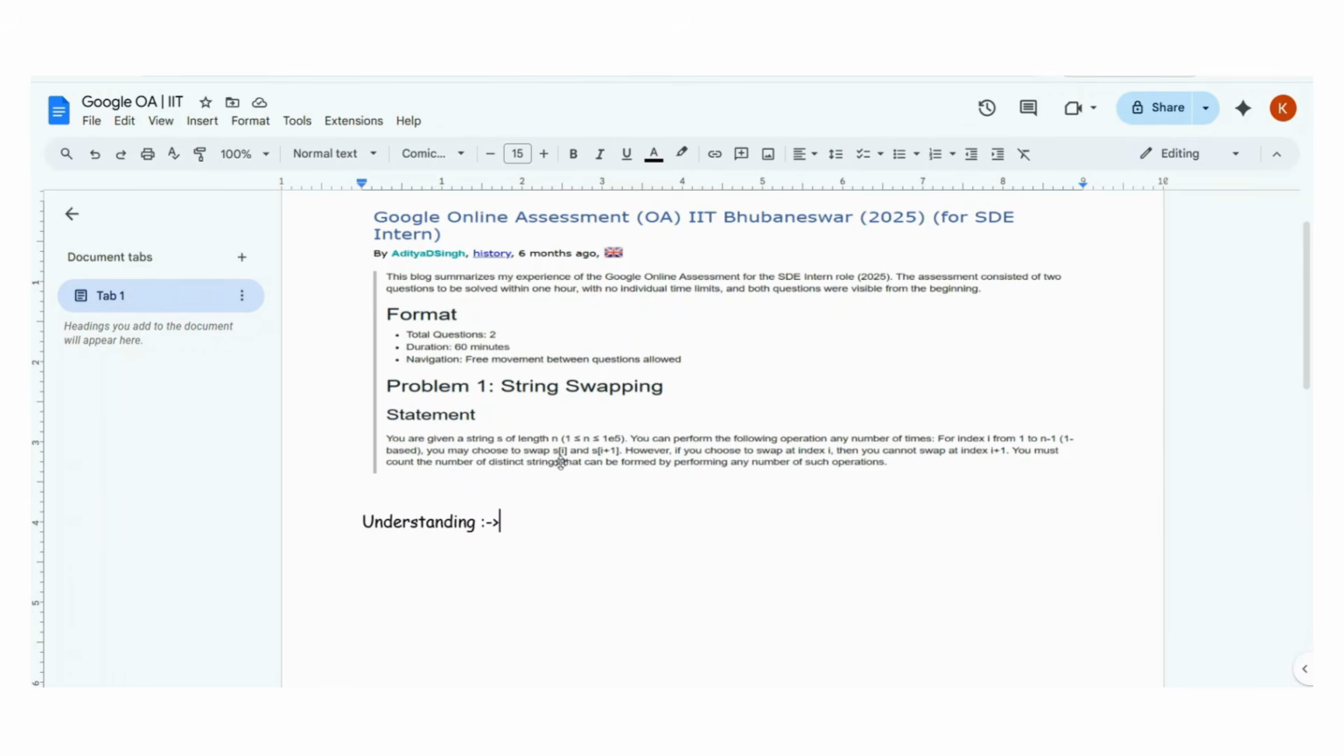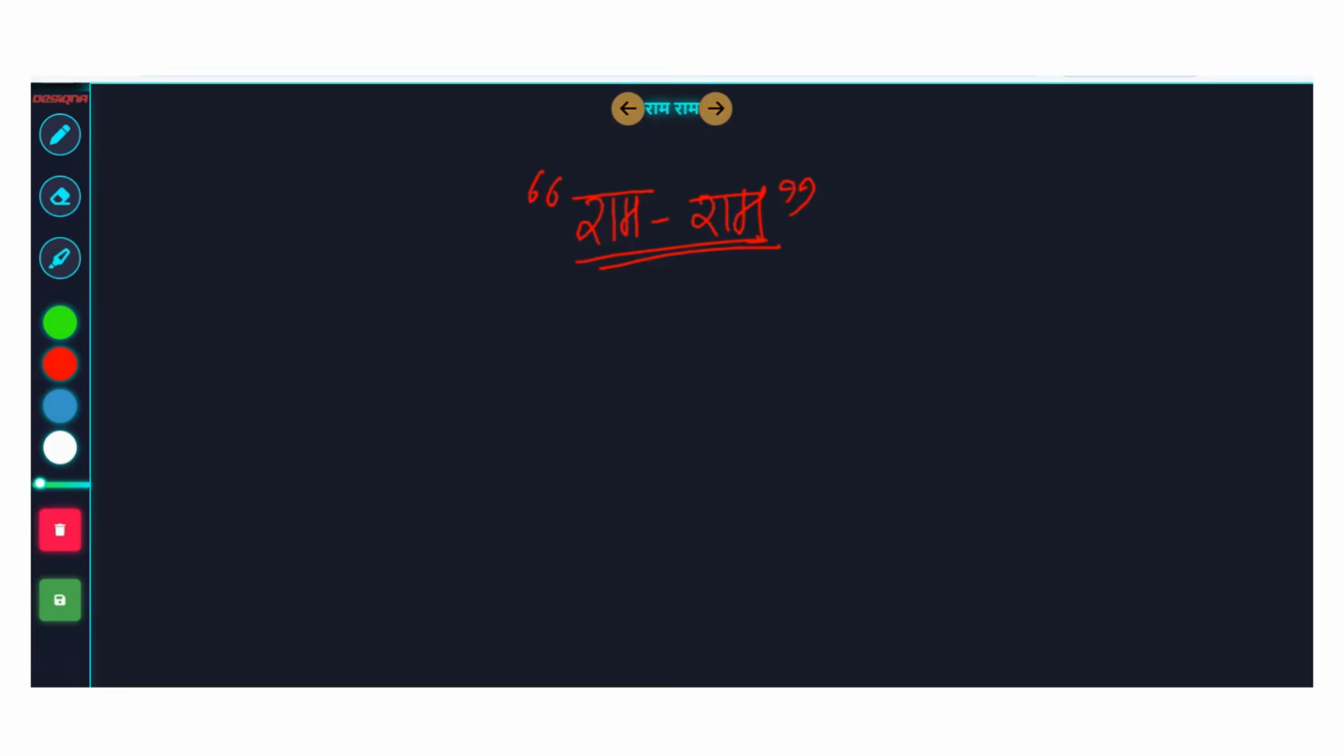You can swap s of i with s of i plus 1. However, if you choose to swap at index i, then you cannot swap at index i plus 1. You must count the number of distinct strings that can be formed by performing any number of such operations. See how complicated it is.